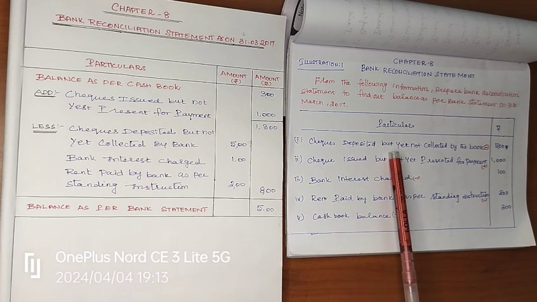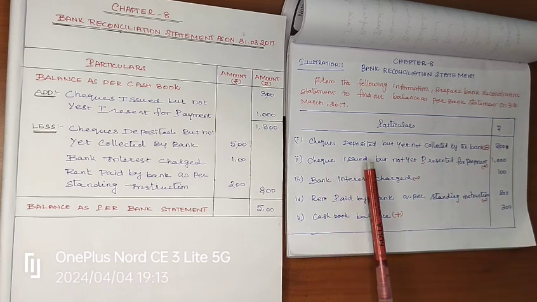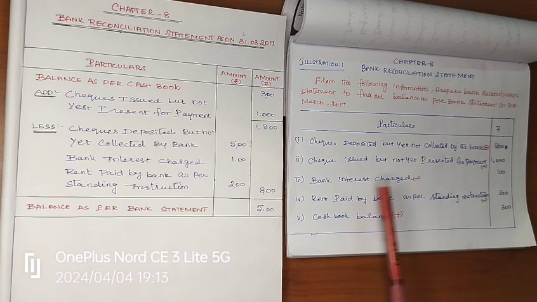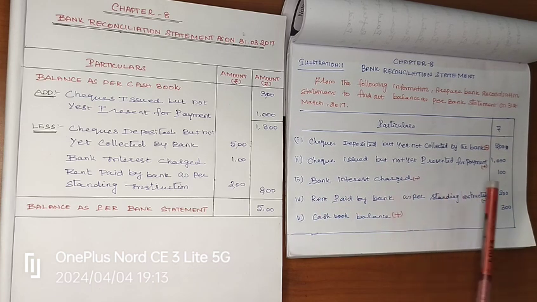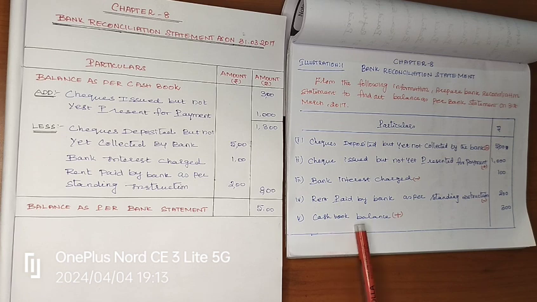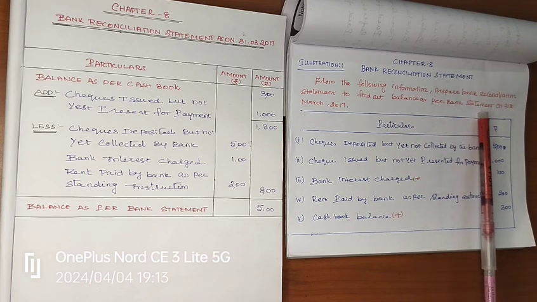Checks deposited but yet not collected by the bank 500 rupees. Checks issued but not yet presented for payment 1000 rupees. Bank interest charged 100 rupees. Rent paid by bank as per standing instruction 200 rupees. Cash book balance is 300 rupees. So what they asked us is to find out the balances as per the bank statement.